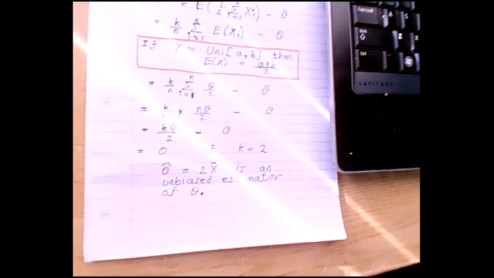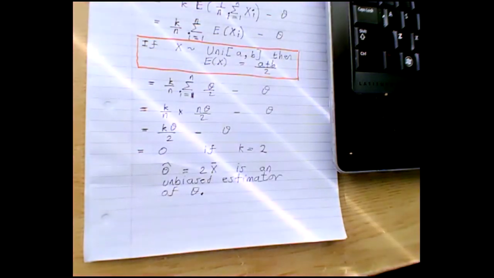Hello, guys. This is clear so far that k is equal to 2, and therefore theta hat equal to 2 times x bar is an unbiased estimator of theta. Any questions so far, guys? Please let me know. Please talk to me. Hello, guys. Are you okay with me so far? Before I do the next part of the question.